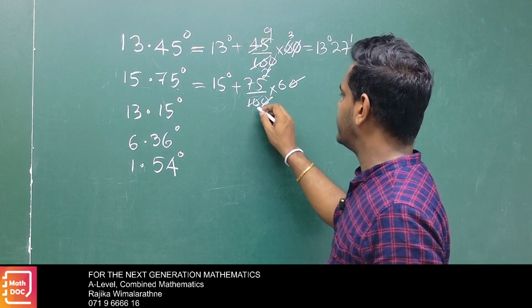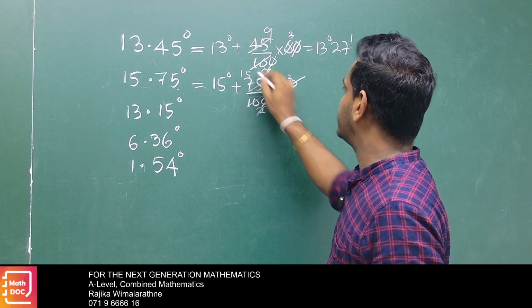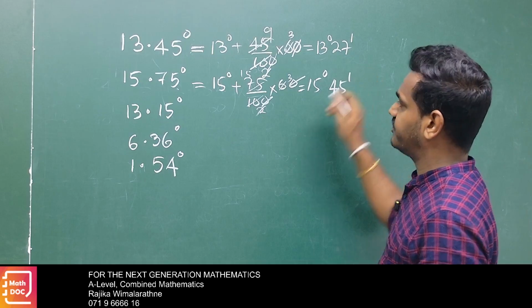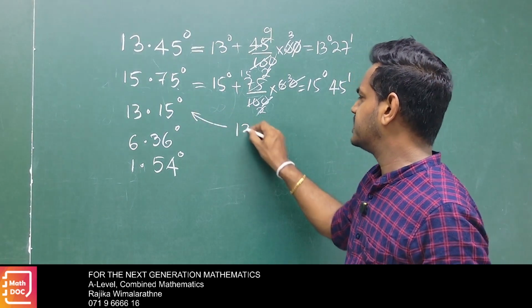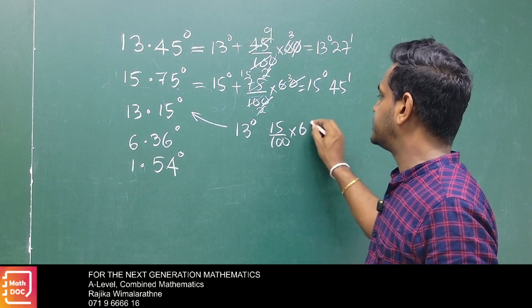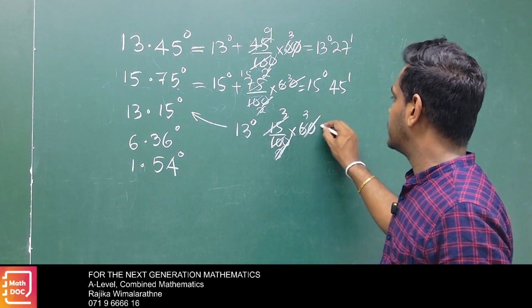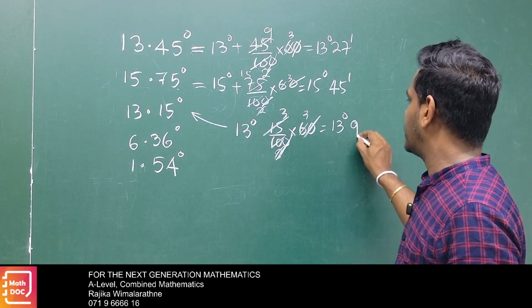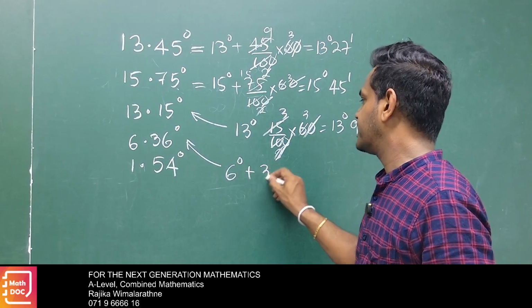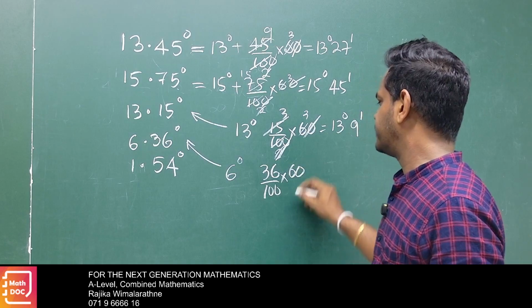Then divisible by 5, 2, 3, 1, 15, 45. 15 degree 45 minutes. Then 13.15, 13 degree 15 over 100 times 60. Then here 3, 2, 9. 13 degree 9 minutes. Then 6 degree 36 over 100 times 60 minutes.